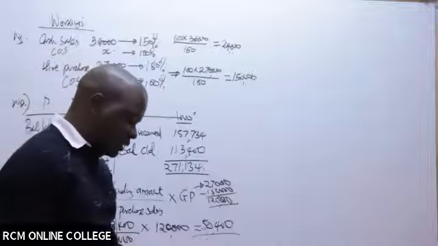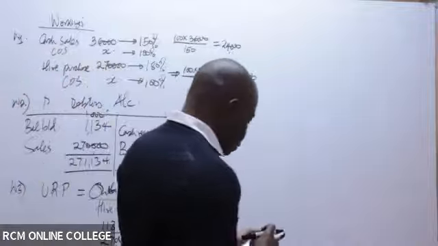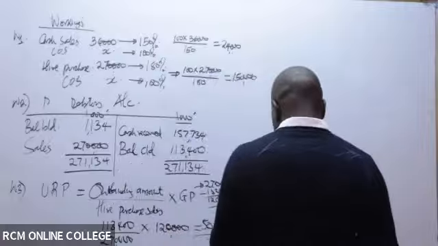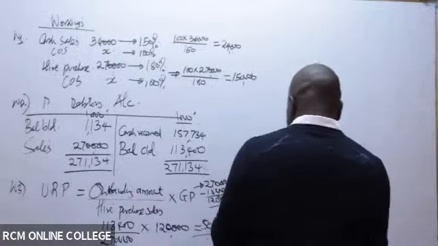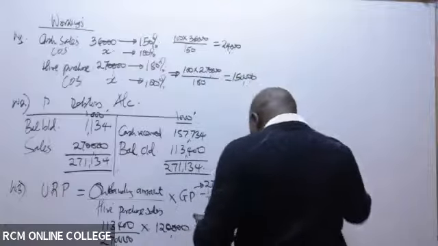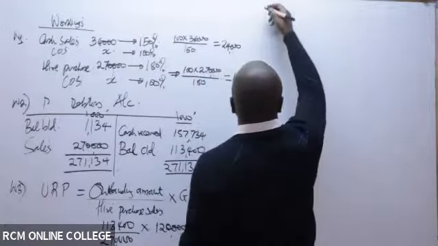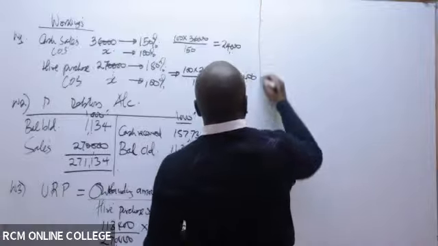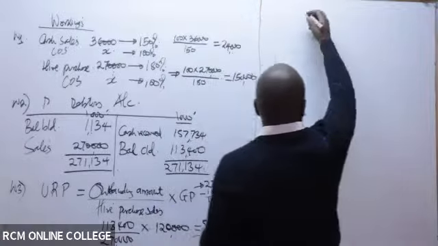Let's come up with the income statement for the two options, the cash sales and of course the hire purchase sales. So Reja Limited.